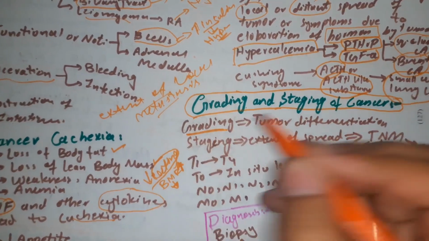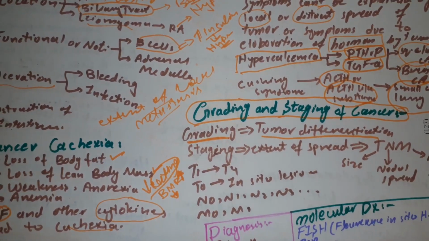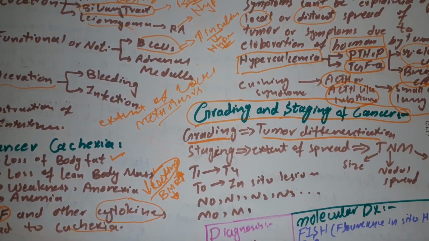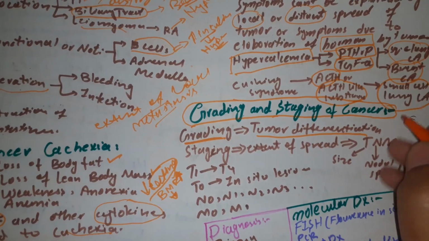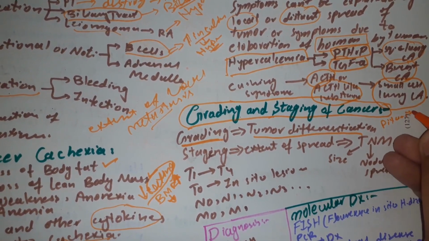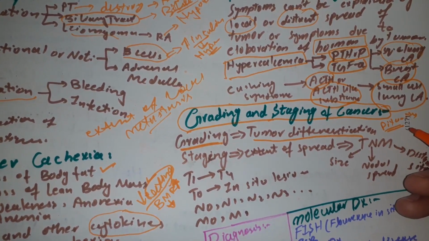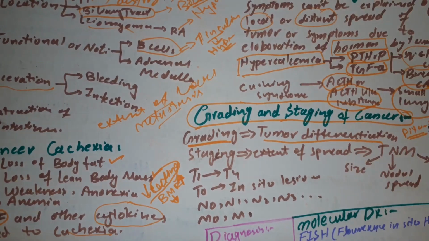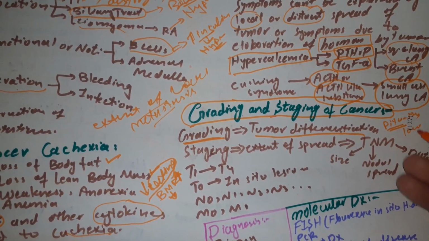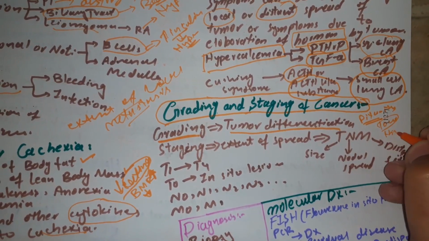Grading basically refers to the extent of differentiation of a tumor, and it means how much a tumor resembles its parent tissue. For example, if a tumor is arising from pituitary, grading will show how much the tumor cells resemble normal pituitary cells. Based upon grading, a tumor can be low grade, which will be more differentiated, and high grade, which will be less differentiated.